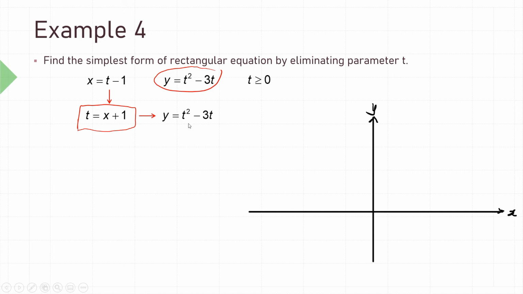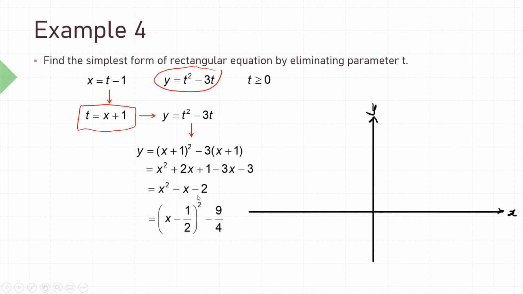We substitute the value of t with x plus 1. So of course we now have this. We have to expand it, and then we simplify. After simplifying, we know that this is actually a quadratic curve. By completing the square, we have y equal to (x minus half) squared minus 9 over 4.